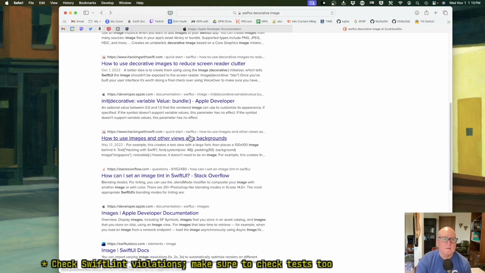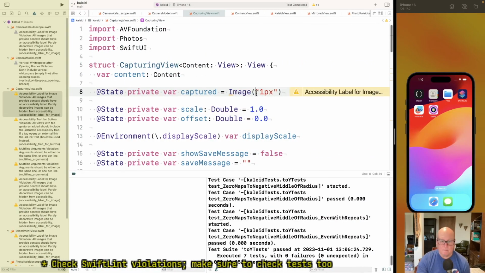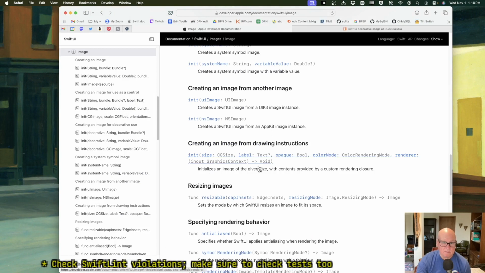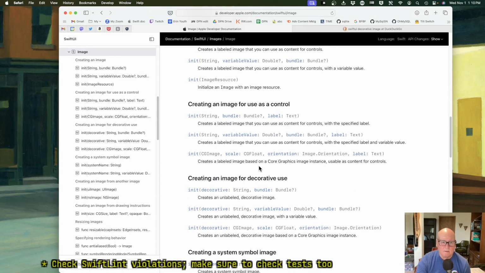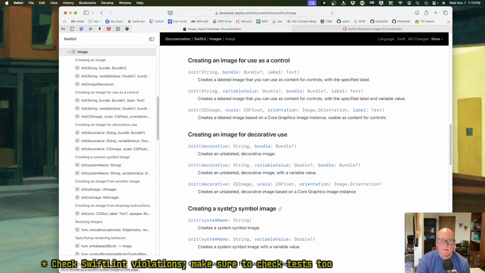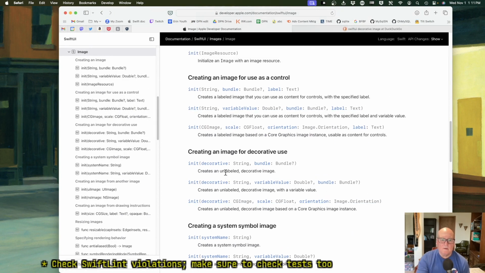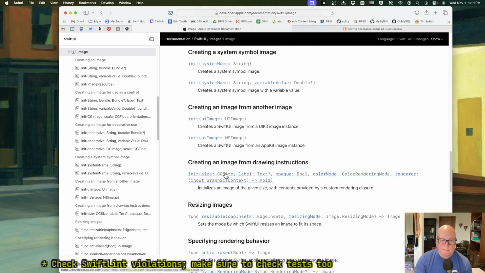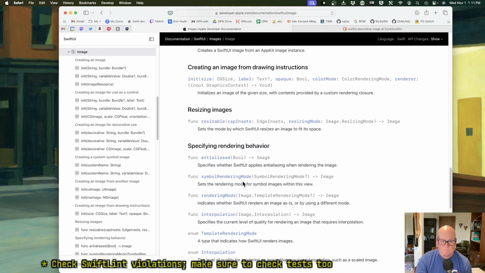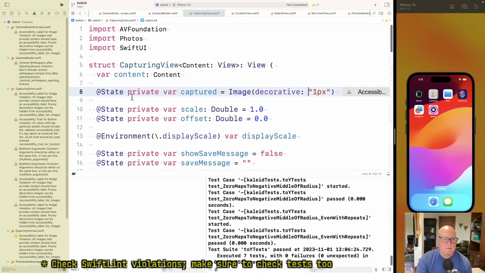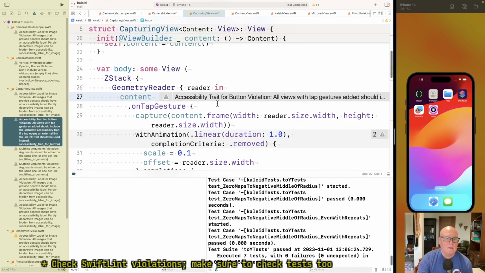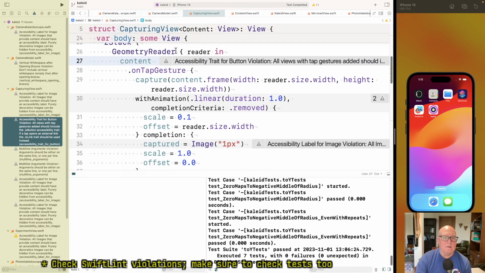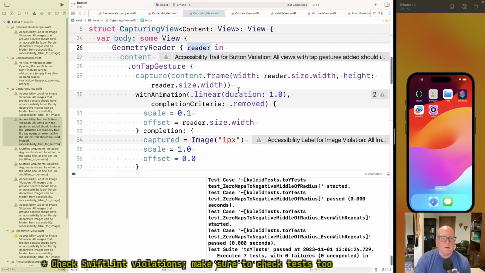Okay. Decorative. Let's see what else decorative does. No label. Yeah, I think that's fair. Now, is reader being used here? It must be somewhere. Yeah. Okay.